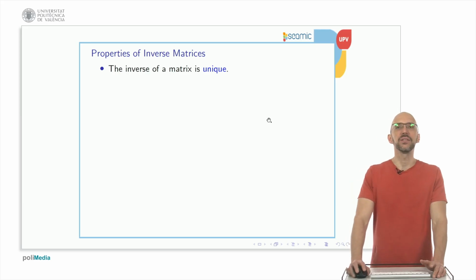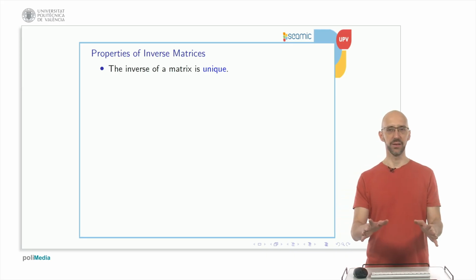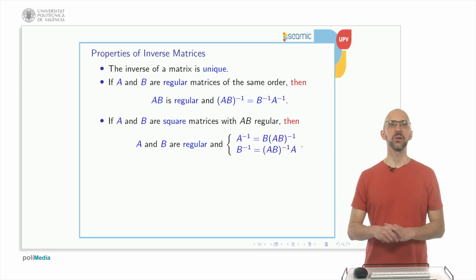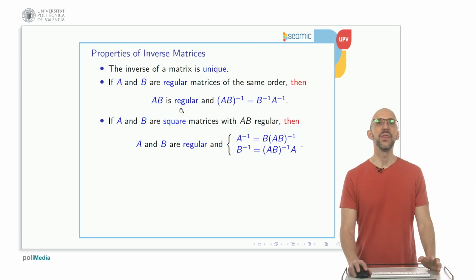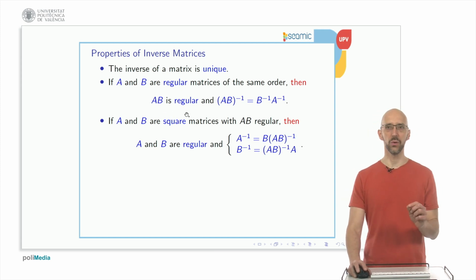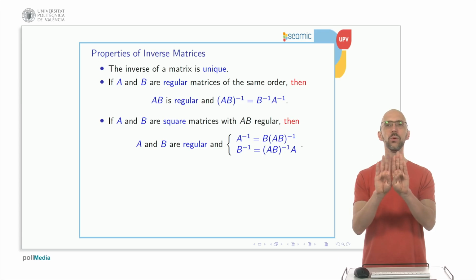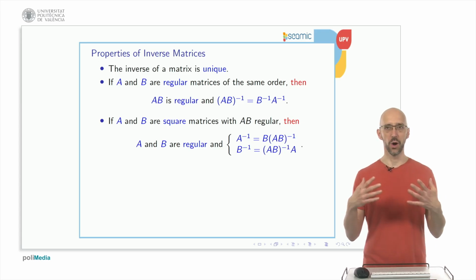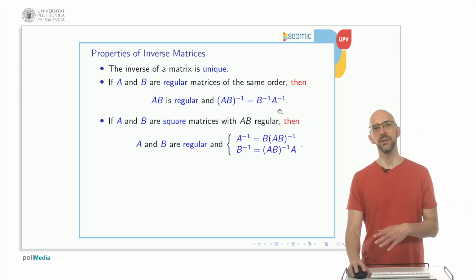The inverse matrix is a unique element. There are no two matrices verifying the same property. Once you calculate the inverse, that is the inverse of a given matrix. Second, if we have two regular matrices, that means two matrices with inverse, then the product is also regular. If I multiply both, the product also has an inverse matrix. And also, the inverse of the product is the inverse of B times the inverse of A.